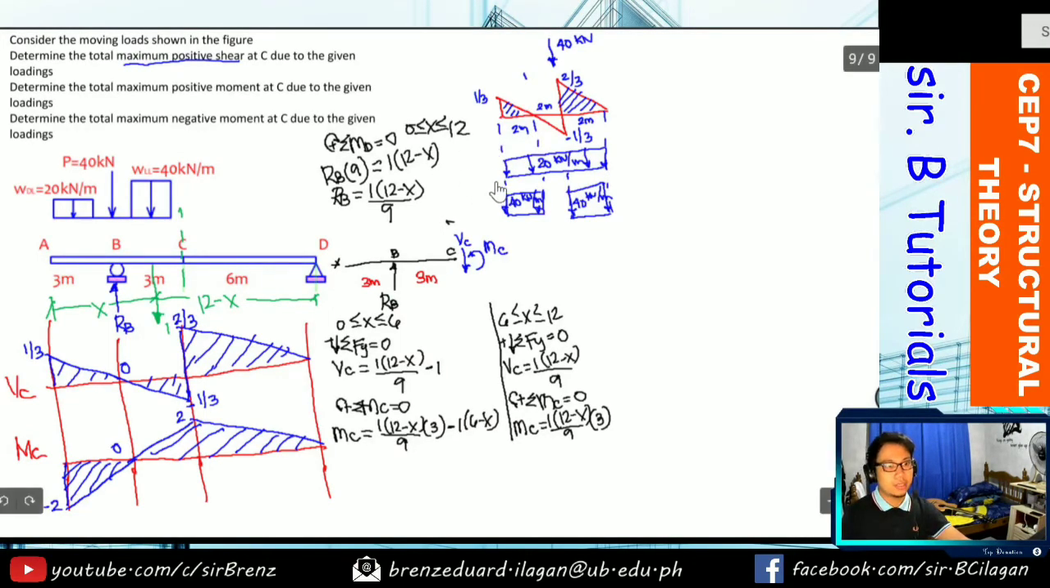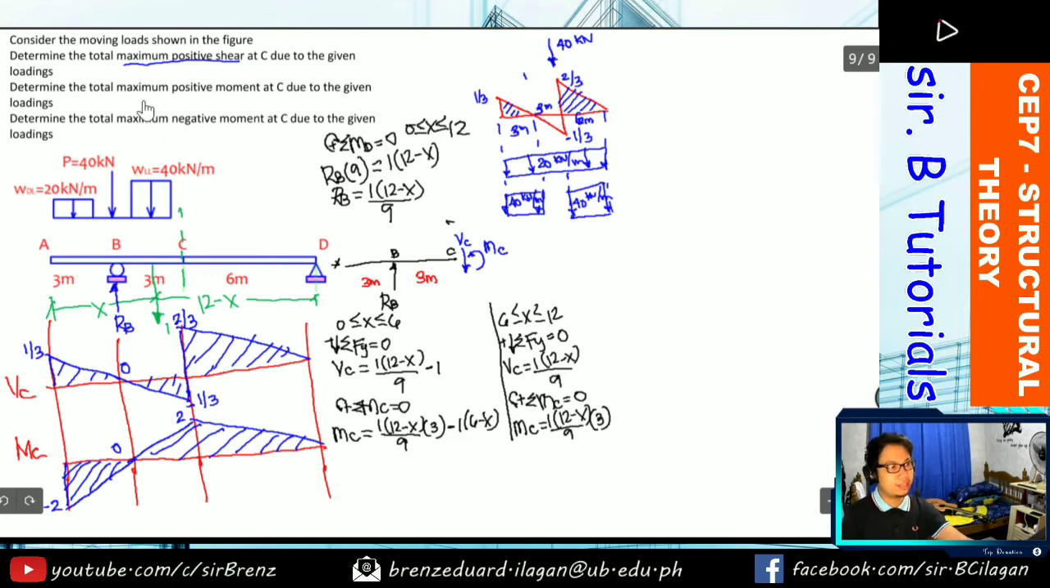Okay, so let's just check. So, ba't to 2? Guys, pakicorrect ako nito. This is 3. Saan galing itong 2 natin? This is also equals to 3. Puro 2 ah. And this one, sorry guys, this is equivalent to 6. Okay? So, ayun ha. Kinorek lang natin yung mga distances. And I think we can now proceed in solving for the shear at C.